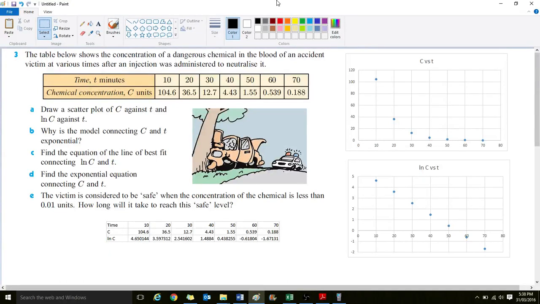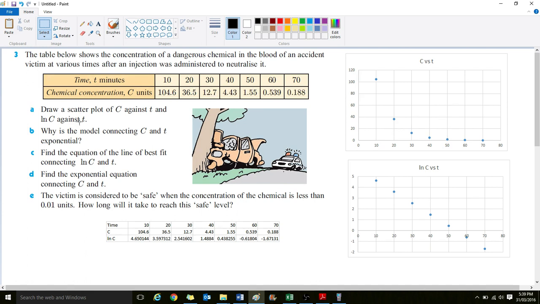Okay, the table below shows the concentration of a dangerous chemical in the blood of an accident victim at various times after an injection was administered to neutralize it. So there's some dangerous chemical in his blood. We've put some injection in to make it not so bad. So the chemical concentration, you can see, decreases as time goes on.